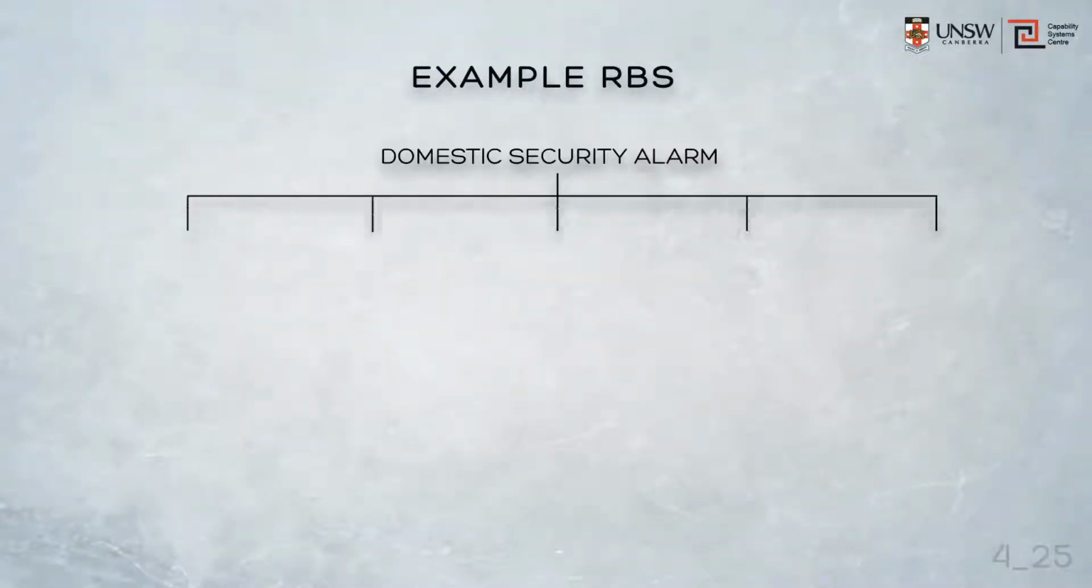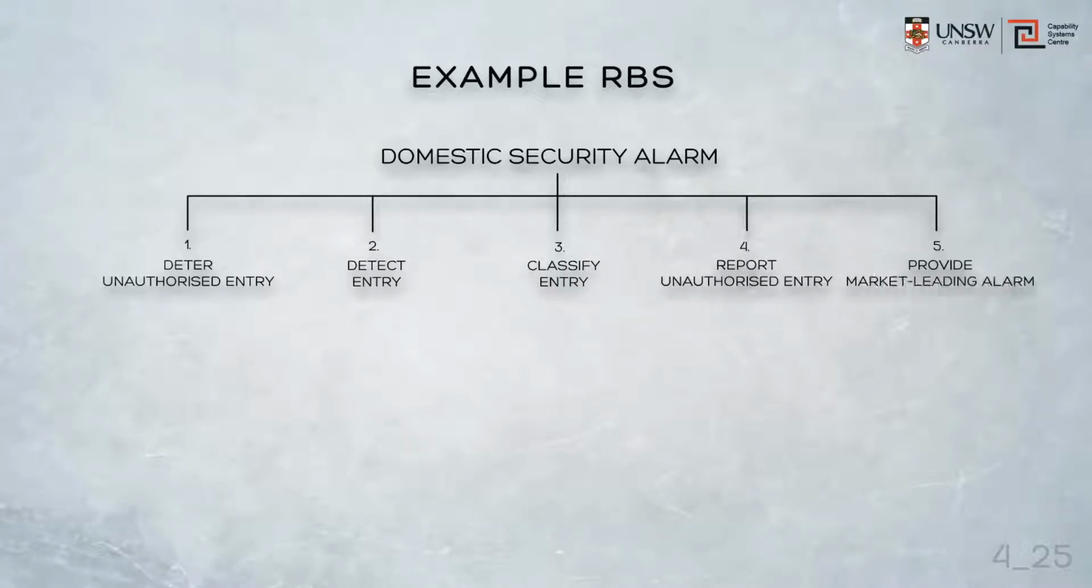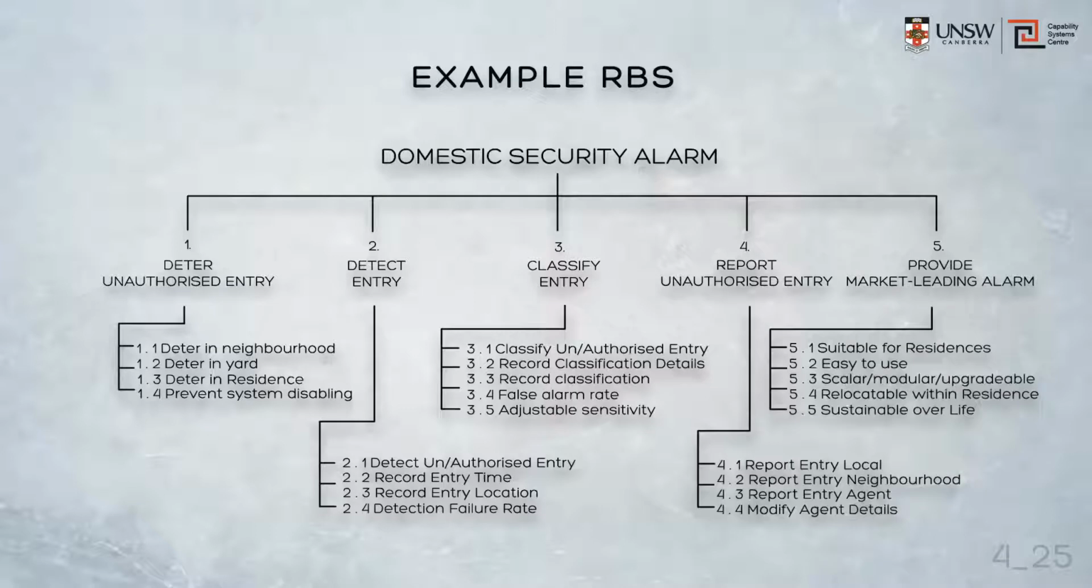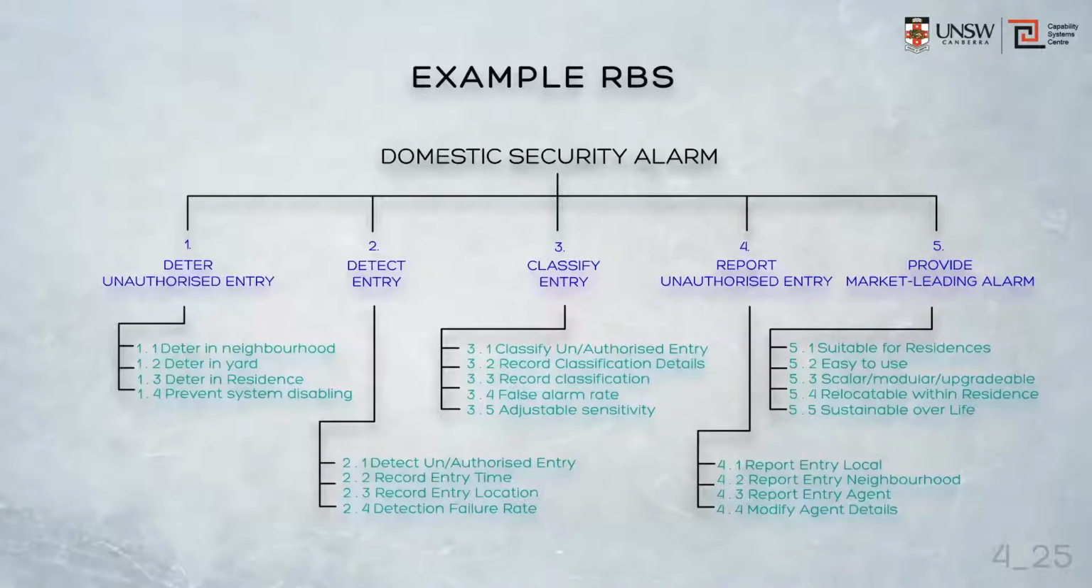Here's an example of an RBS, in this case for a domestic security alarm as part of our house. If we look across the 5 elements at the first level, we can see the major functions of the alarm: to deter, to detect, to classify, to report, and to provide a market-leading alarm. If we look at the next level, the RBS shows the functions that combine to form each parent function at the level above. As you can see from this diagram, the RBS is a powerful tool to illustrate the functionality to be provided by the system.